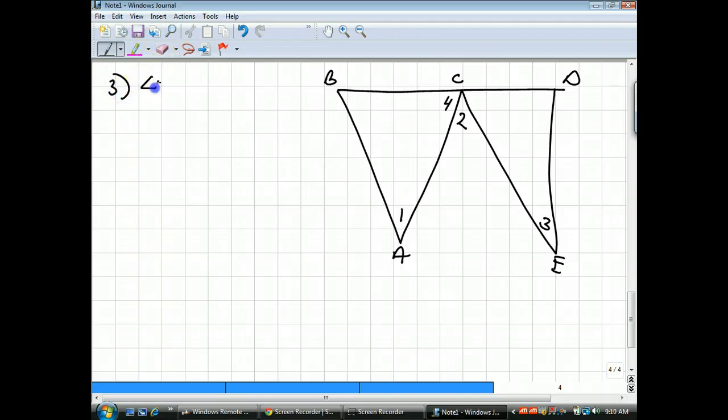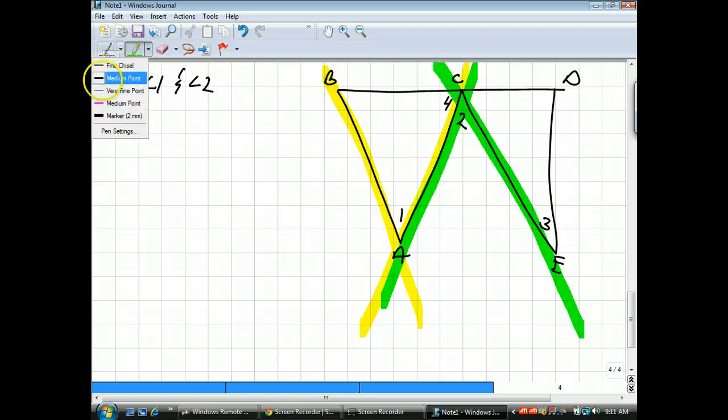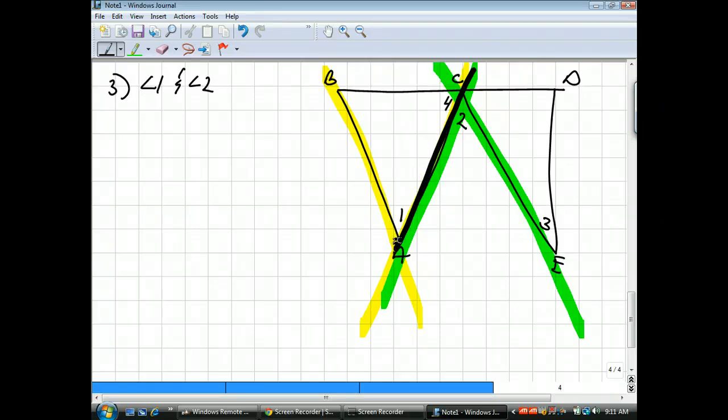What if I want angle 1 and angle 2? Okay, so angle 1 is made up of this one and that one. Those are the two sides of that angle. Angle 2 is made up of this one and this one. Okay, so the one that they share, which would be line AC, okay, this is the one that they share.